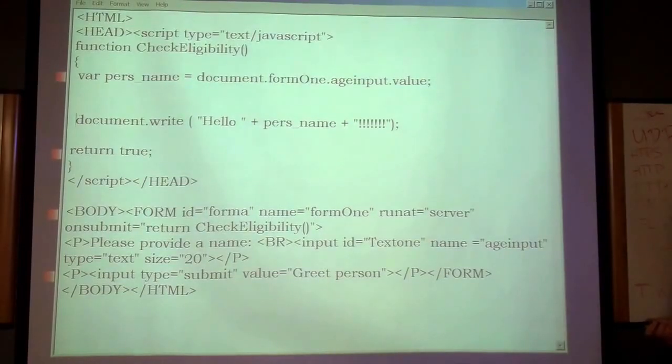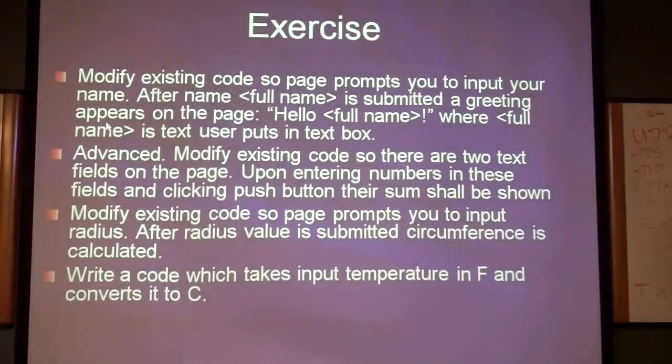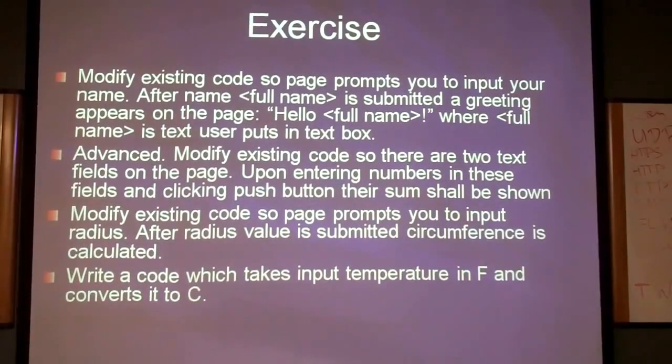Now, going to exercise number 3 and 4. Number 3, you should be able to convert, let's see, what we do there. We have to modify the existing code, so the page prompts you to enter a radius, okay? And then based on that radius, we should be able to calculate the circumference, okay? So instead of greeting a person, we ask the user to input some number, which is a radius. So I'm erasing this.